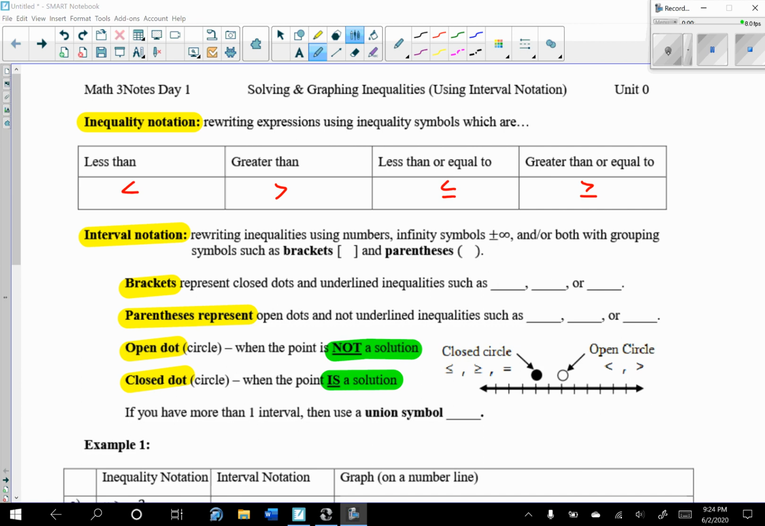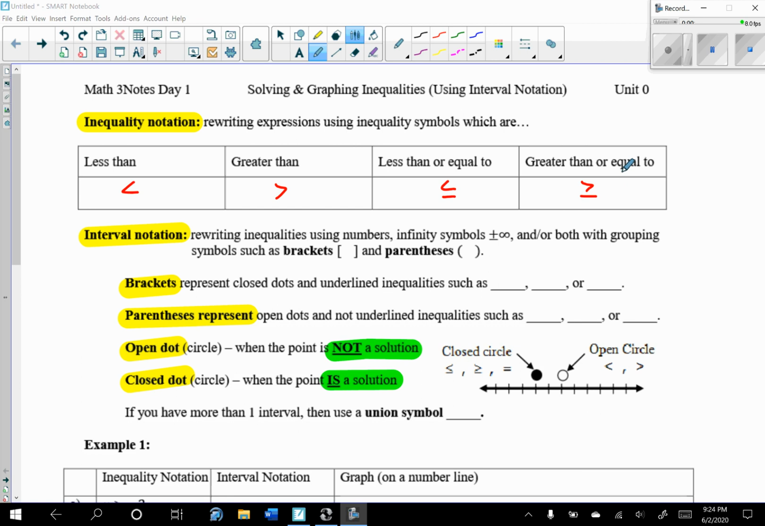Solving and graphing inequalities using interval notation. So inequality notation is just when you are rewriting expressions using inequality symbols, which we have less than, greater than, less than or equal to, or greater than or equal to. We've also in Math 1 and 2 talked about interval notation, rewriting inequalities using numbers, infinity symbols such as plus or minus infinity, and or both with grouping symbols such as brackets or parentheses.